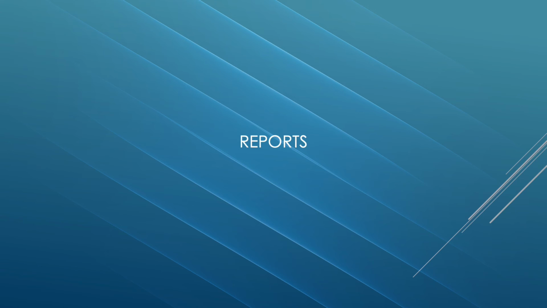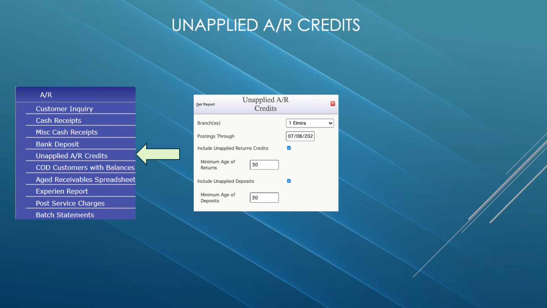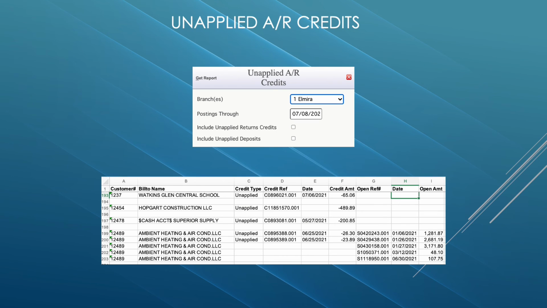Reports. Unapplied AR credits. When using this report, you have the option to add unapplied return credits and unapplied deposits. Here is an example report output.